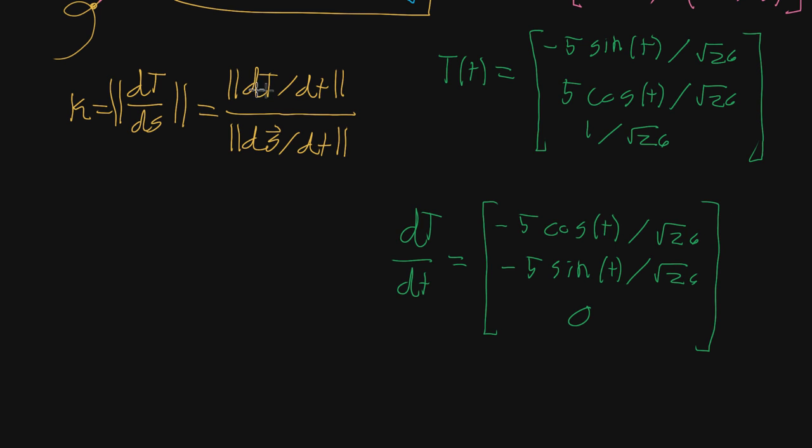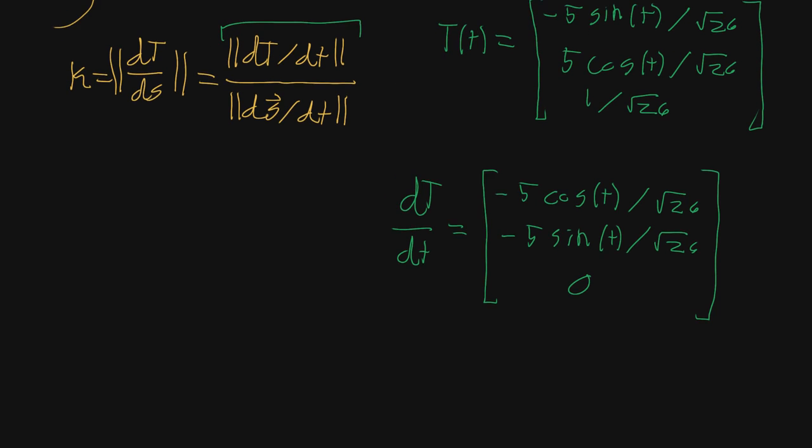Next step, we're going to take the magnitude of that vector that we just found. So we're trying to find the magnitude of the derivative of the tangent vector function. So we say, all right, magnitude of what we just found, dT/dt. This magnitude will be the square root of the sum of the squares of these guys.